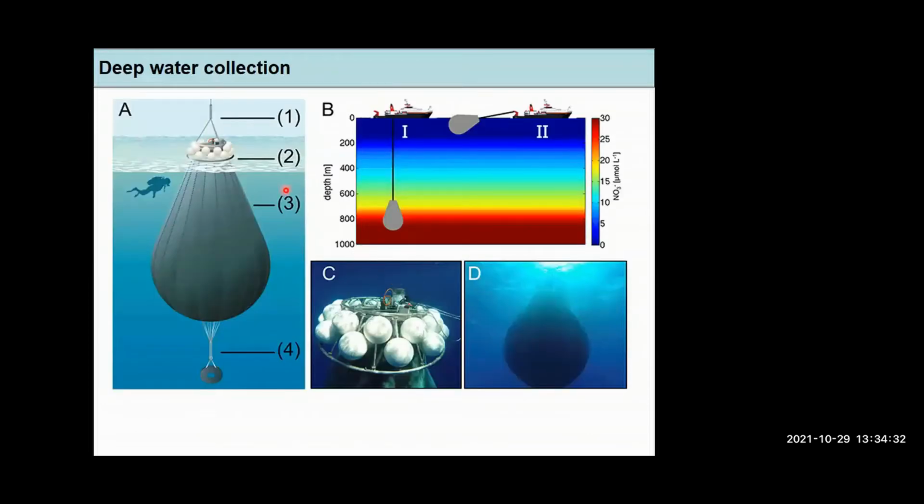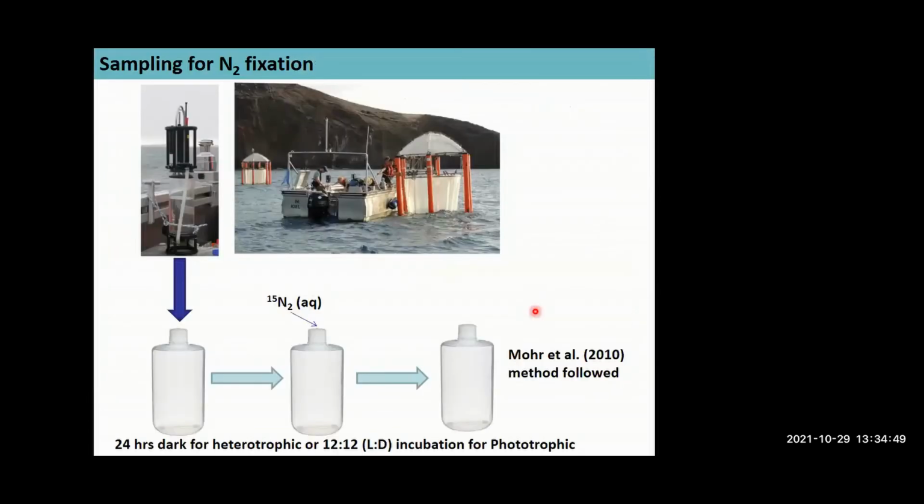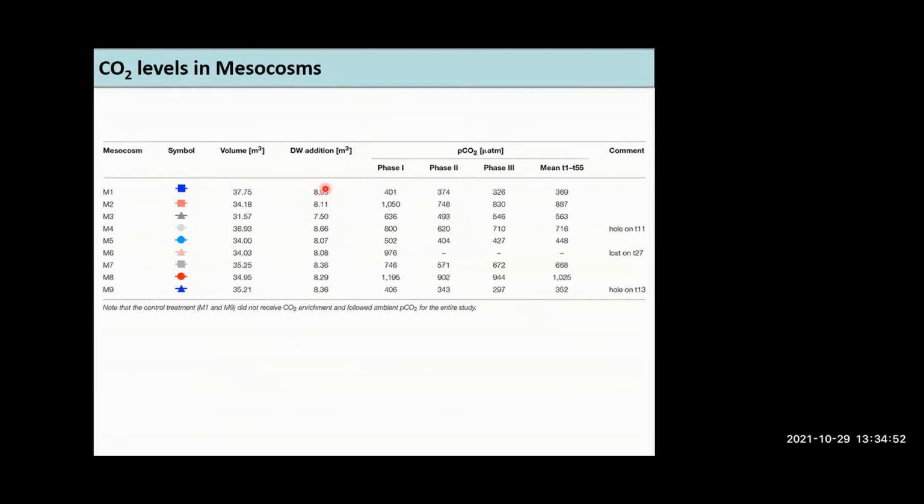Just one slide on the deep water collection, because this was also very intriguing. Of course, I wasn't there on the ship at that time, but it was quite interesting that we were able to collect quite a lot, thousands of liters, of deep water from 800 meters from the ship, and then we put it back into each mesocosm. And this is the amount of deep water that we added in M1 to M9. Roughly 20% of the water we replaced, or rather we did not replace, because there was already continuous evaporation. So we just topped it up with the deep water.